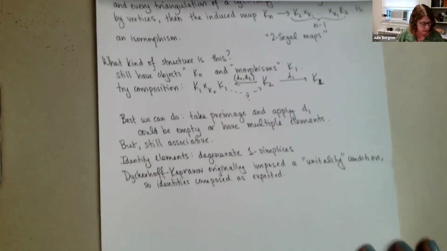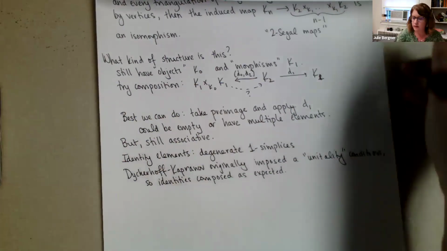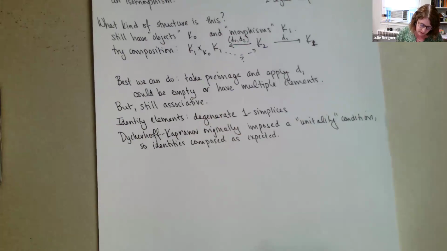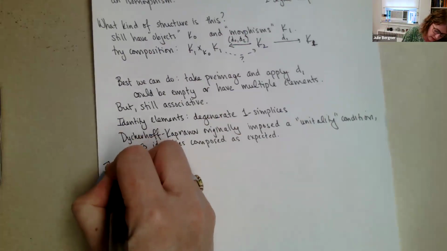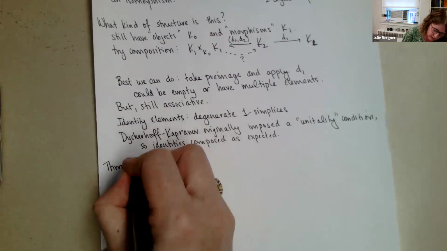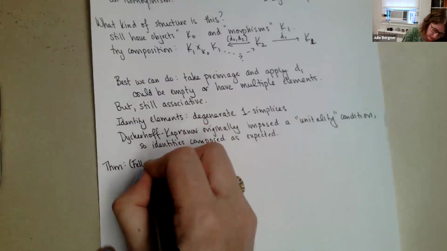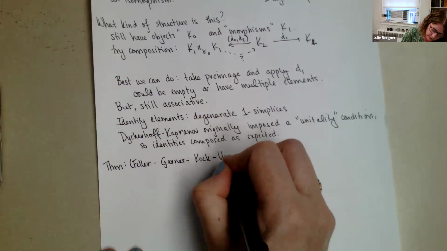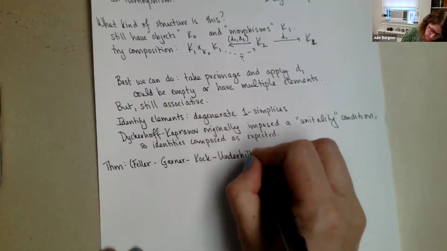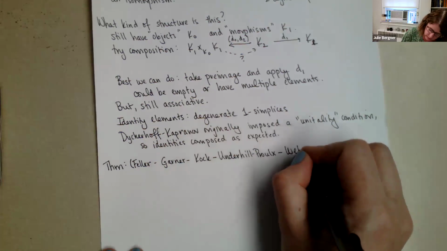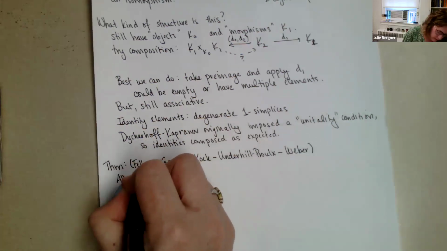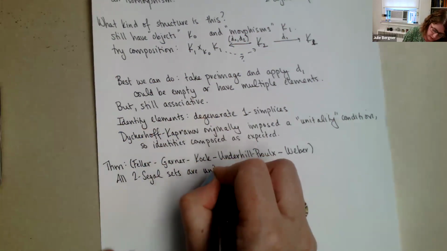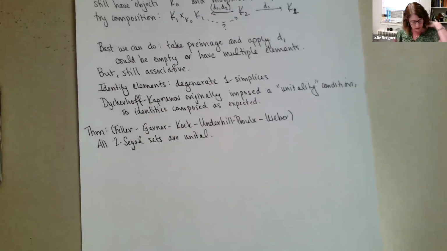But it turns out that three groups, well, one group and two other individuals, all realized at the same time that this was unnecessary. And so they all got together. It's one of these papers that has more authors than pages, I believe. So this is due to Feller, Garner, Kock, Underhill-Proulx, and Weber, and that's that all 2-Segal sets are unital. So this ended up being an unnecessary thing.